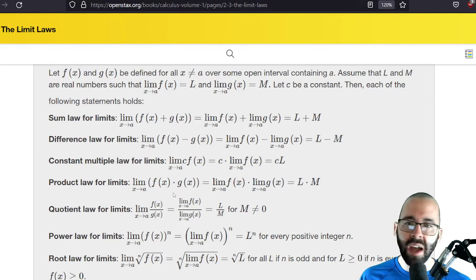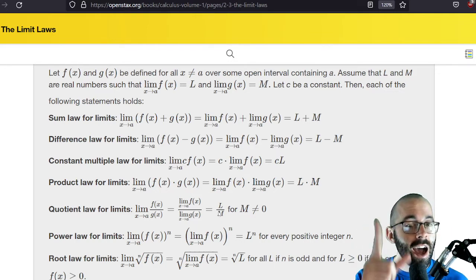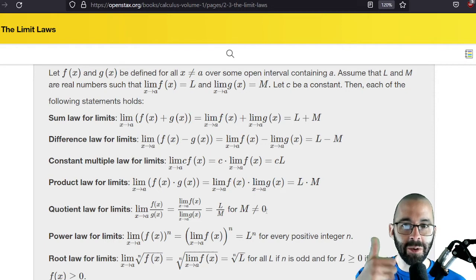The product: if we have a limit of two things multiplied, we can just multiply their limits together. A quotient, two things divided, you can just divide their limits, as long as we're not dividing by 0. So when you get into some of these later ones, there are a couple smaller things that you're going to have to check. Make sure we're not dividing by 0. That's a good rule of thumb in math.